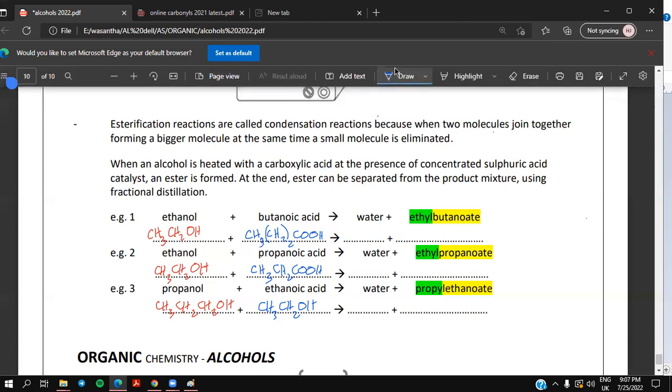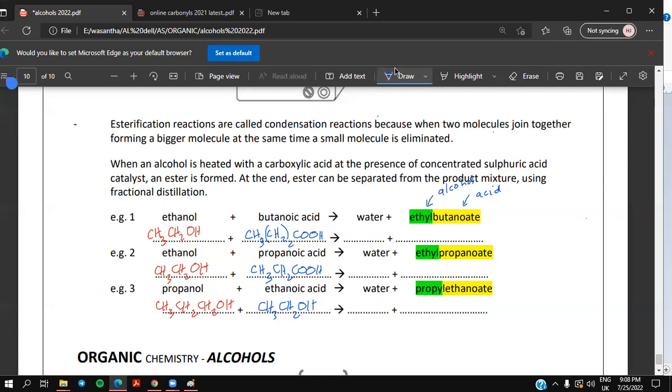Here, the name starts with the alcohol part. This is the carboxylic acid part. This is the acid residue. This is the alcohol residue. The meaning is this: when alcohol and carboxylic acid react together, you don't have the alcohol in the final ester. You don't have the carboxylic acid also, but we have the part coming from alcohol and we have the part coming from carboxylic acid also. So we call them alcohol residue and carboxylic acid residue.